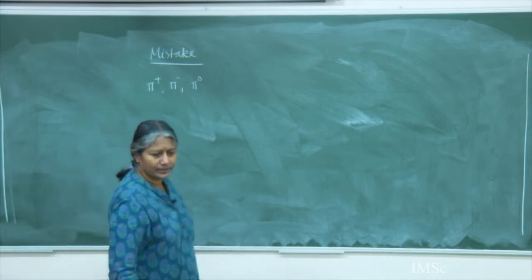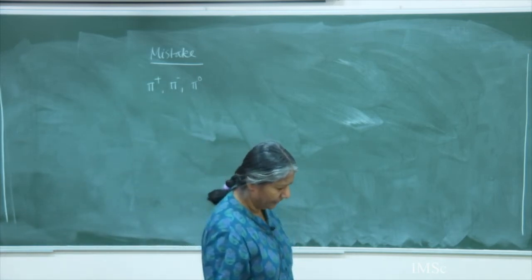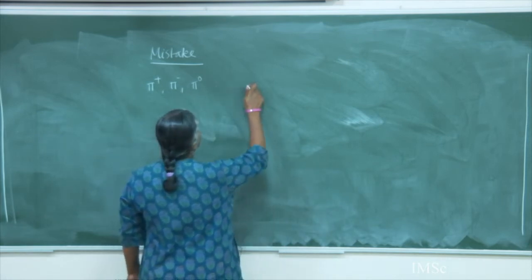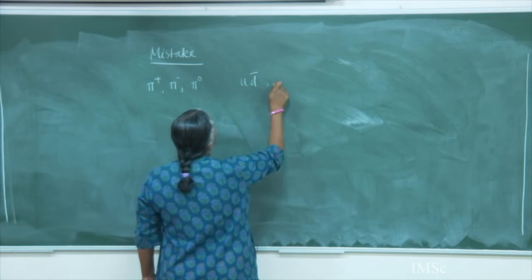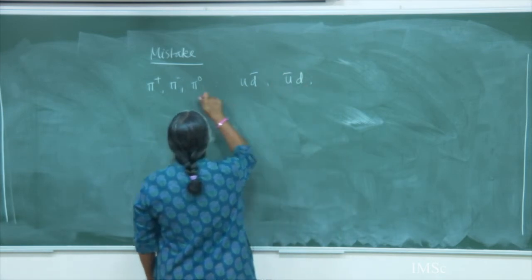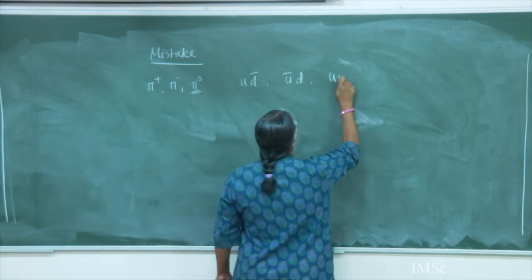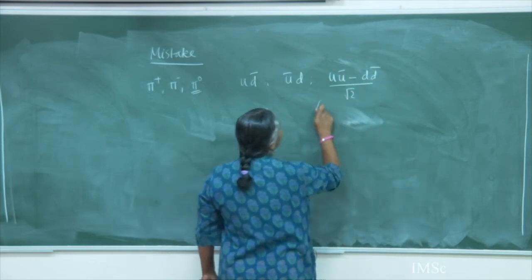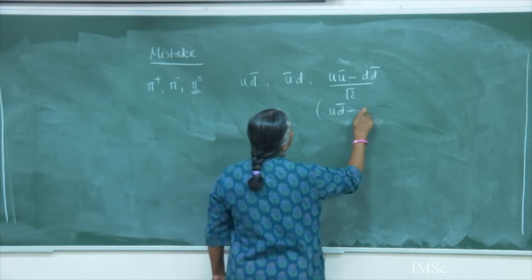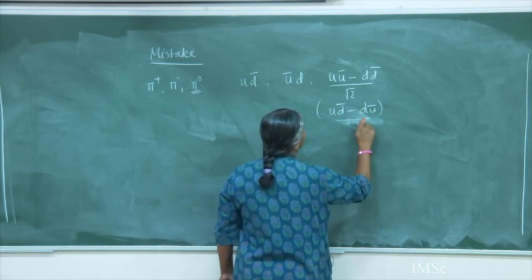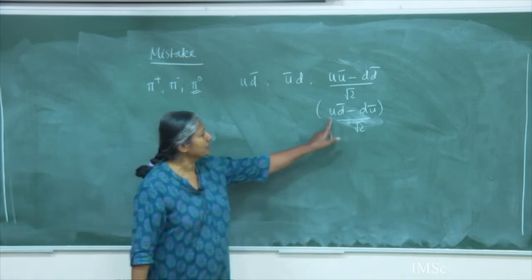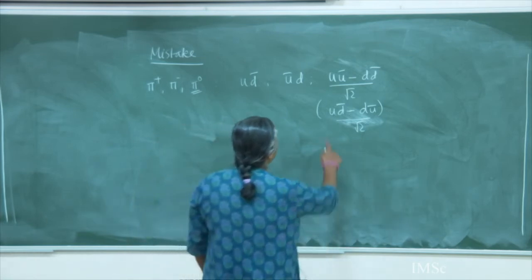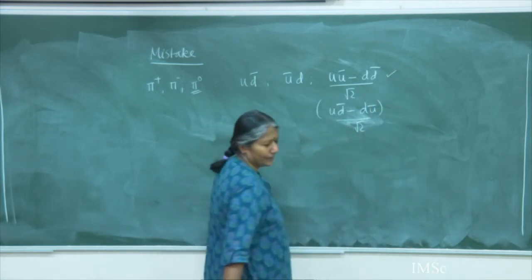I will annotate the video so that I mark where the mistake is, because I can't correct it otherwise. So we had said u d bar and u bar d, and this should have been the 0 charge one, which should have been u u bar minus d d bar by root 2, and I had written this. First of all, these two have opposite charges, so you can't even combine them in a linear combination. So that was obviously wrong, and what I wanted to do was write this.